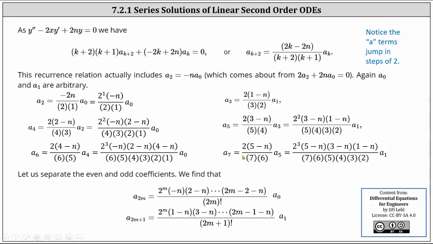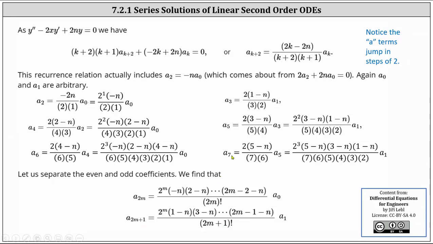And then for the odd coefficients, we have a sub 2m plus 1 equals 2 to the power of m times 1 minus n times 3 minus n. The last binomial factor in the numerator is given by 2m minus 1 minus n. This is divided by 2m plus 1 factorial times a sub 1.